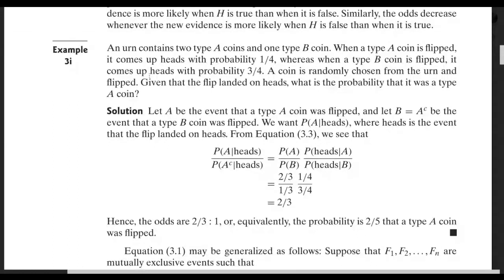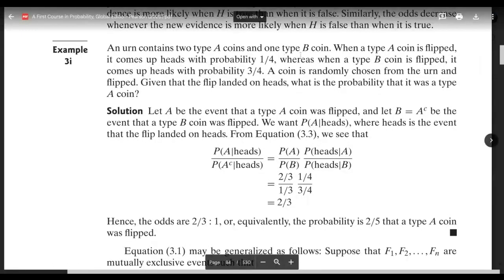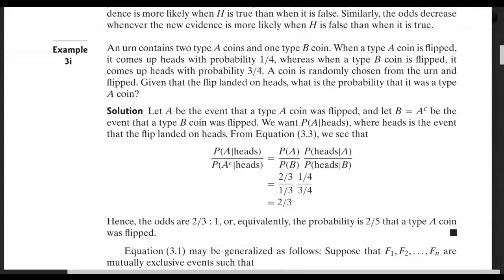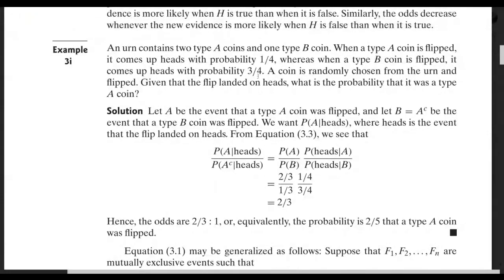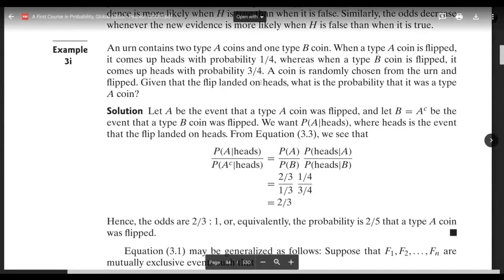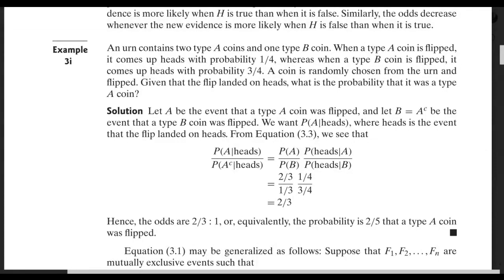An urn contains two type A coins and one type B coin. When the type A coin is flipped, it comes up heads with probability 1/4, whereas when the type B coin is flipped, it comes up heads with probability 3/4. Right? So it'll be a good idea, when we read this, to denote the events. A coin is randomly chosen from the urn and flipped. Given that the flip landed on heads, what is the probability that it was a type A coin?